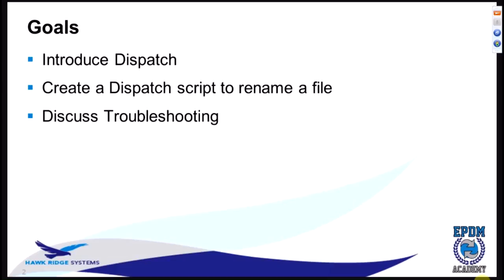So what are we going to cover today? What are our goals? What I want to do is introduce dispatch. What is it? How does it work? What's it good for? And then after talking about what it is, we're going to go through and actually create a dispatch script to rename a file. That's going to be our use case for using dispatch. And then after we make a dispatch script on our own, we can discuss troubleshooting and what the general process is for coding up in dispatch and what troubleshooting looks like in dispatch.